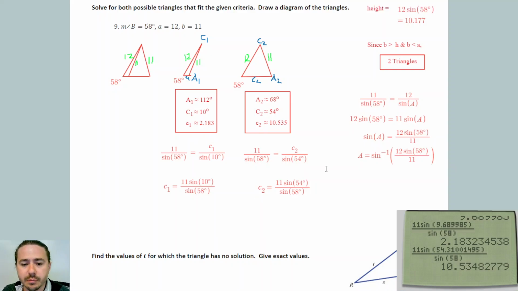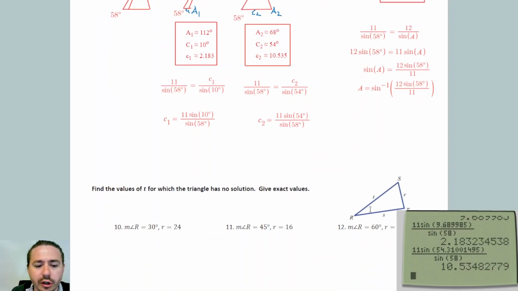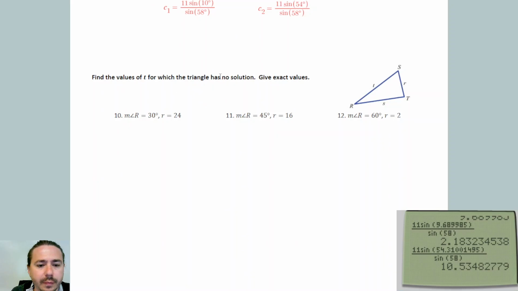So that's three examples of problems where you have two solutions. Remember, this is just happening in this one case, the angle-side case. The last kind of question that we're going to go over is this 10 through 12, where we're trying to figure out what are the values of t to make this have no solution. So let's talk about that.